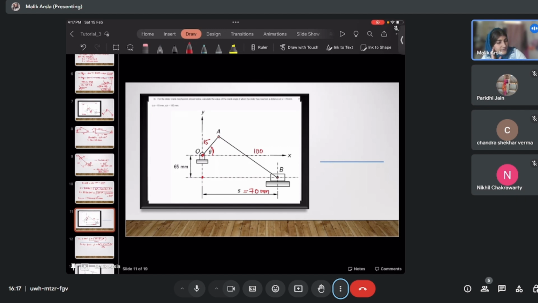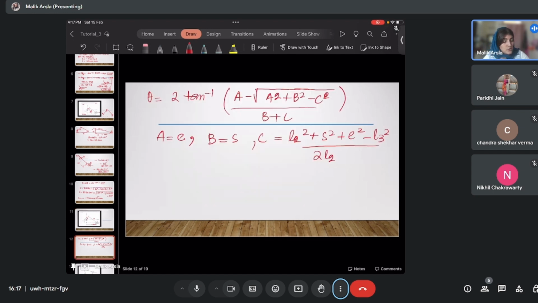Now for this chain which has been given in the question, this OA will be L2, right? Because this is the fixed link, OA will be L2, so it is 15 mm. Then L3 will be this AB, it is equal to 100 mm. S is given as 70 and E is given as minus 65. Okay, so you can put these values here.